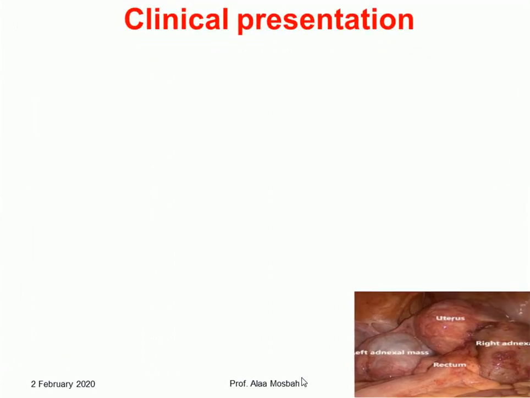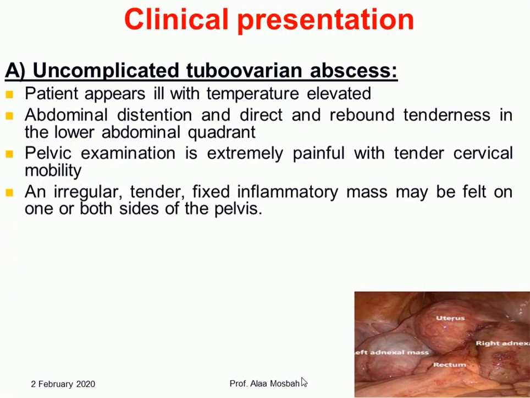What about the clinical presentation? Uncomplicated tubo-ovarian abscess. Patient appears ill with temperature elevated, abdominal distension, and direct and rebound tenderness in the lower abdominal quadrant. Pelvic examination is extremely painful with tender cervical motion. An irregular tender fixed inflammatory mass may be felt on one or both sides of the pelvis, like these masses, bilateral adnexal masses. Bilateral tubo-ovarian abscess.